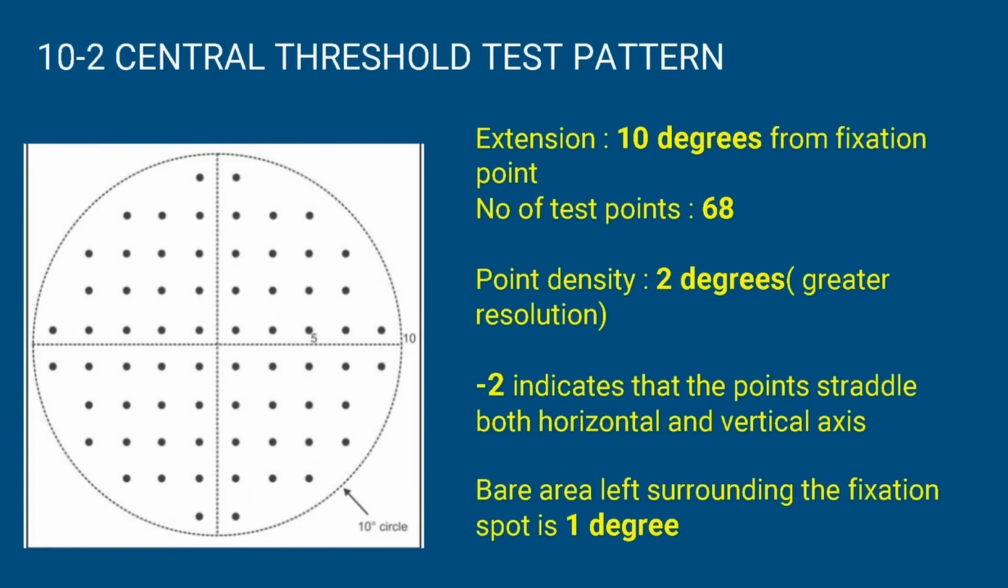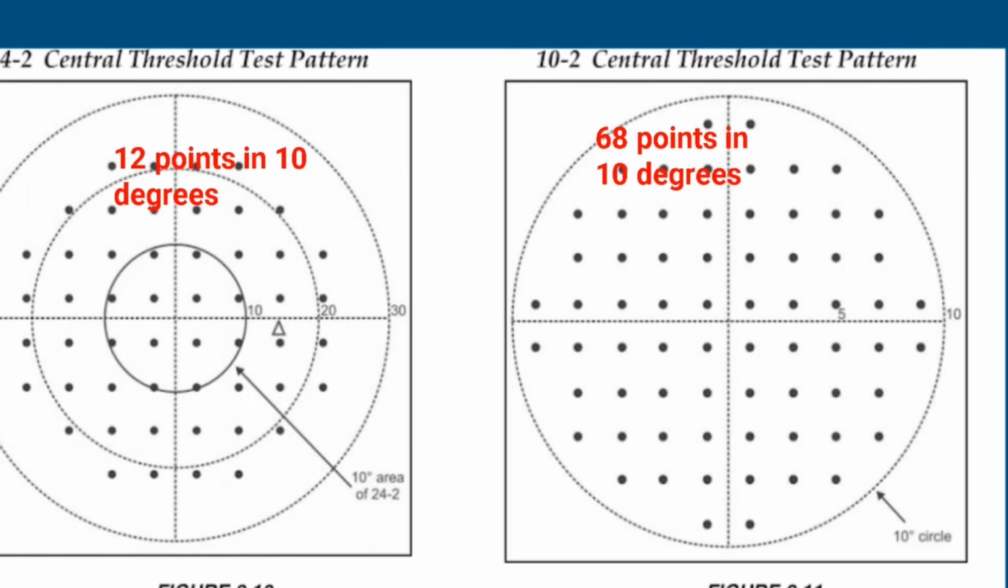Often a 10-2 threshold test pattern is advised when the central points of 30-2 or 24-2 are involved. It measures 10 degrees from the fixation point. The number of test points is 68. The density is 2 degrees and the bare area is only 1 degree in 10-2.